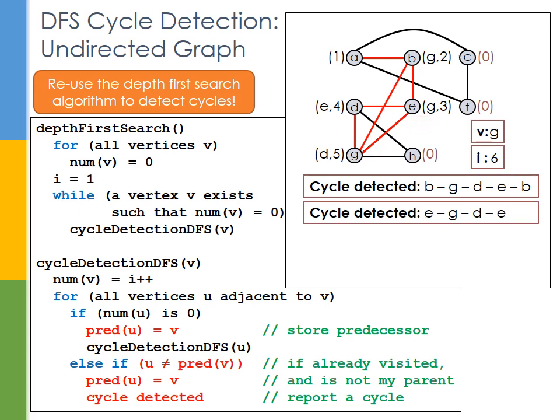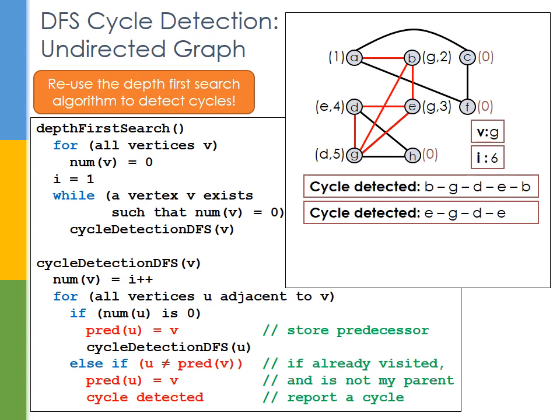Once again, we do that by working through the predecessors. We start off at vertex E. Its predecessor is G, so we visit vertex G. Its predecessor is D, so we go back to vertex D. Its predecessor is E, so we move back to vertex E. That completes our cycle, and we then report that cycle. Right, so now we've considered adjacent vertex E.